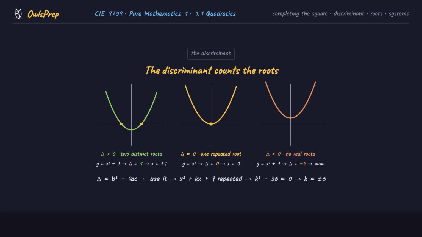Here's the classic use. For what value of k does x squared plus kx plus 9 have a repeated root? A repeated root means the discriminant is 0, so k squared minus 36 equals 0, and k is plus or minus 6.